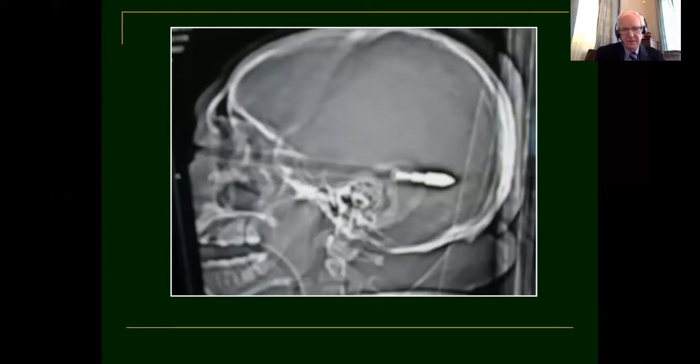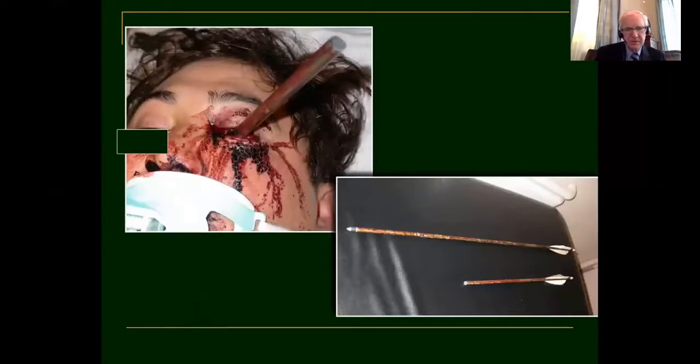So what you see is this individual that has received a deadly injury through his orbit into his brain, with the fiberglass shaft in there and the tip all the way in the base of his brain. An unfortunate accident, but you get the idea of what the material does and how it looks as a foreign body injury.